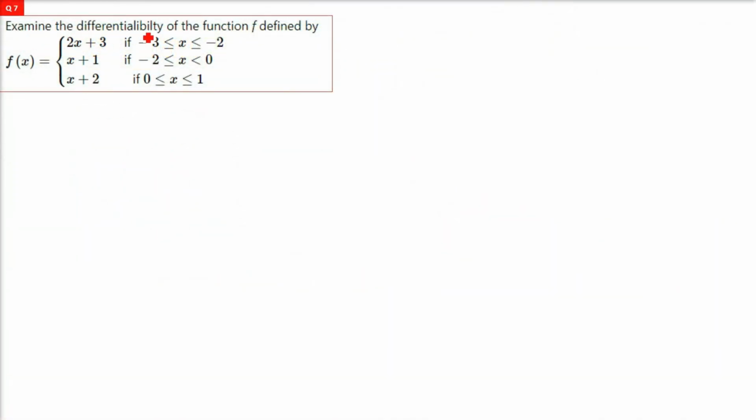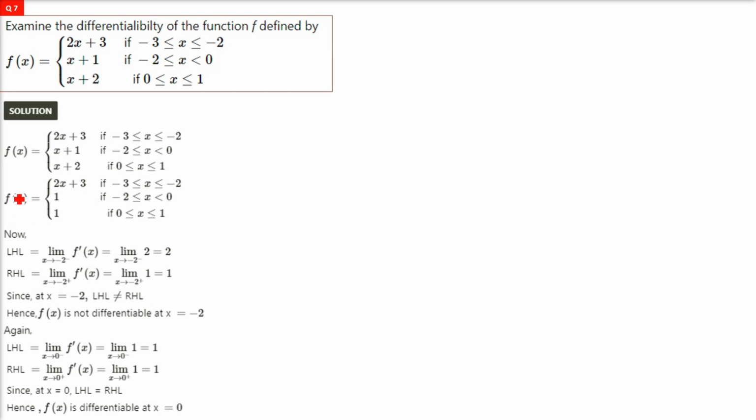Examine the differentiability of the function f defined by this. So this solution will be through f dash x. Till now we haven't learned proper differentiation, but differentiability we know. But why can we not use that differentiability? Because differentiability is (f(x) minus f(c)) by (x minus c), limit x tends to c. This we already know after all these questions we have done.